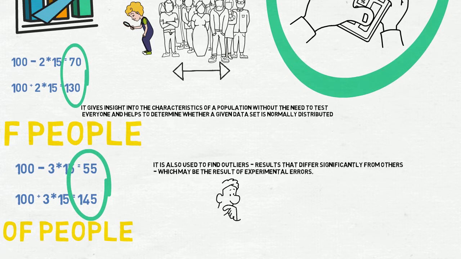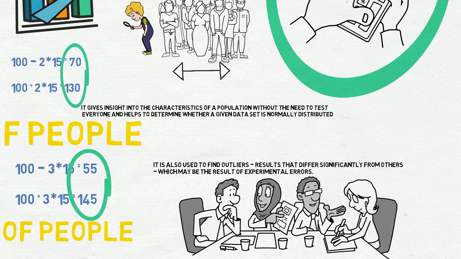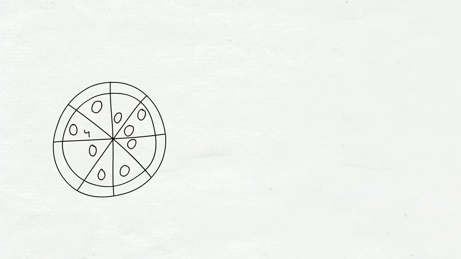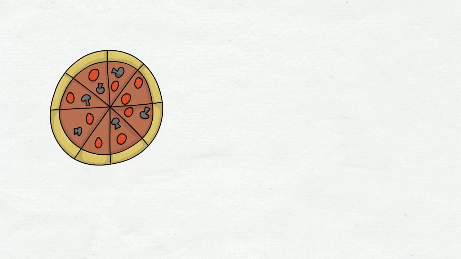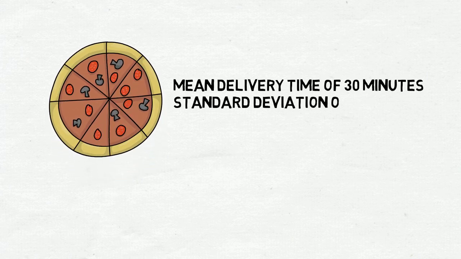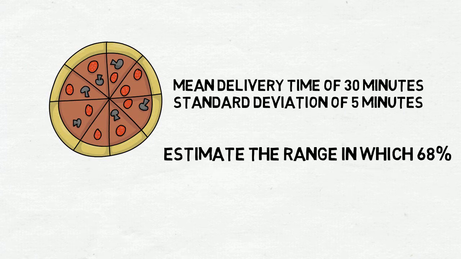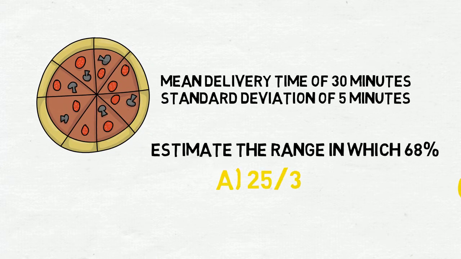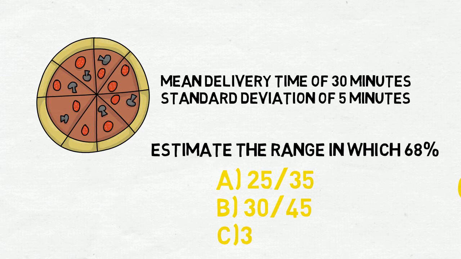which may be the results of experimental errors. Quiz time. A pizza delivery has a mean delivery time of 30 minutes and a standard deviation of 5 minutes. So, what will be the 60% of the data? A. 25 to 35, B. 30 to 45, C. 32 to 42.